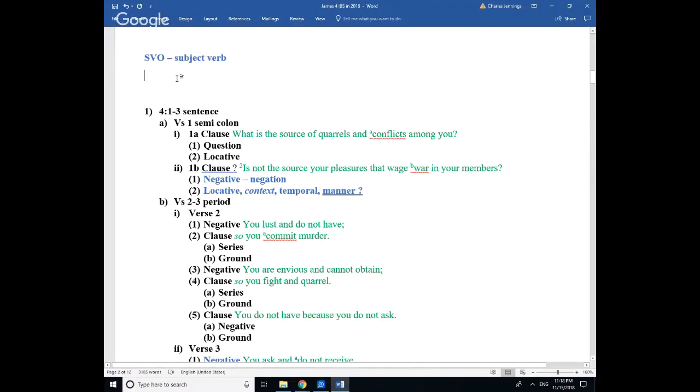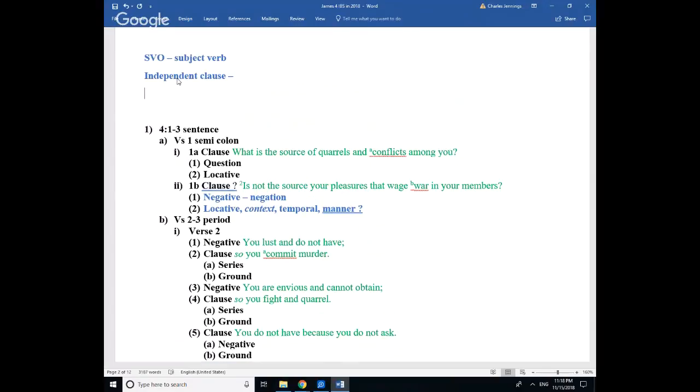An independent clause stands by itself. It's independent. It's like a lot of Filipinas, they're independent. But then you've got dependent. A lot of Filipinos are dependent on their salary. So, dependent clause. But I just call it a clause.